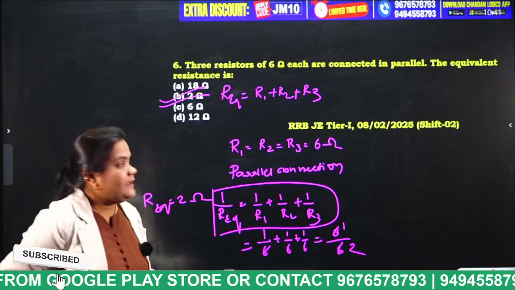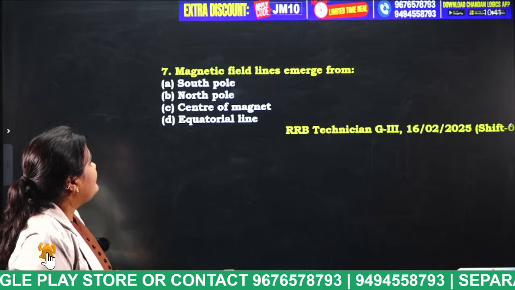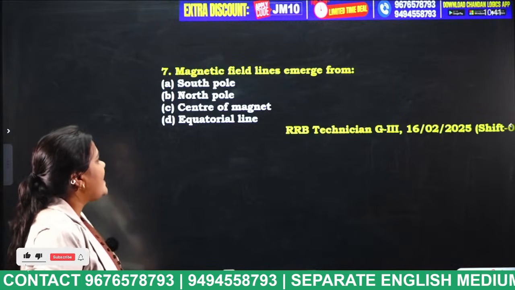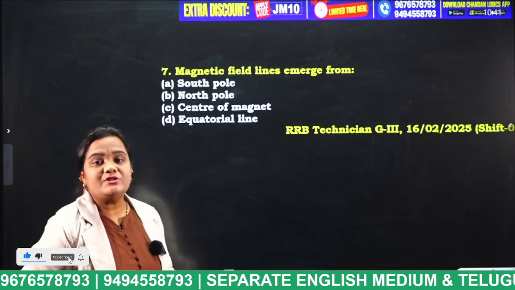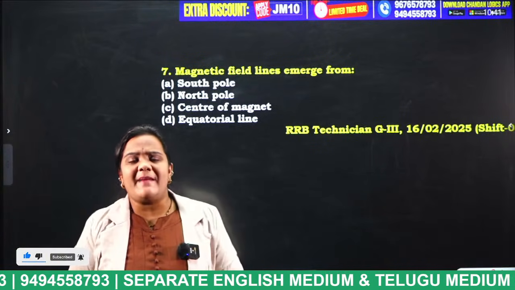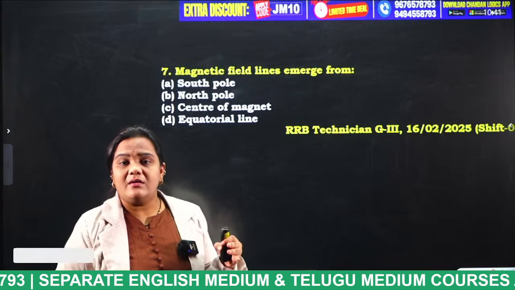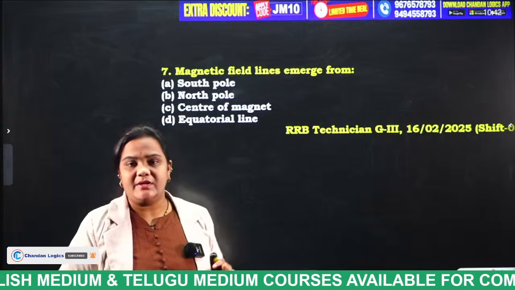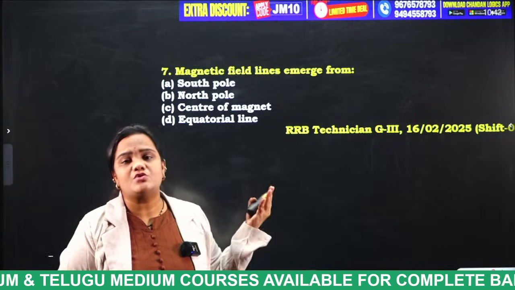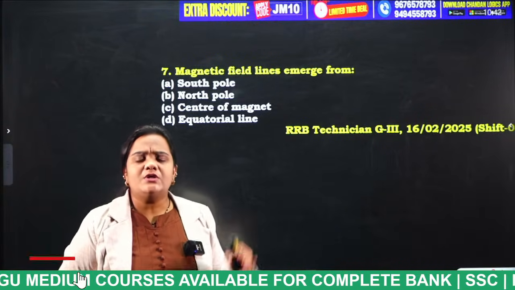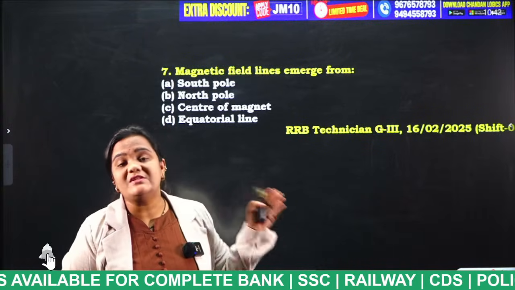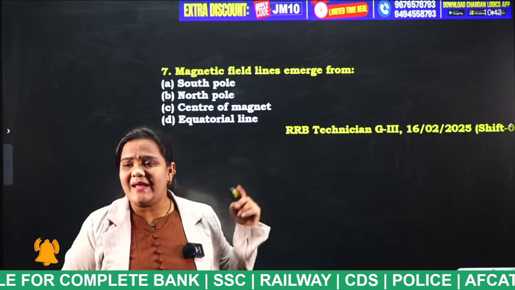Okay. Next, magnetic field lines emerge from: south pole, north pole, center of magnet, equatorial line. Now tell me, students, you all know what we mean by magnetic lines? If there are magnetic lines, there will be magnetic strength. If there are no magnetic lines, there is no magnetic strength. So these magnetic lines emerge from which pole? Tell me, students, very, very important.